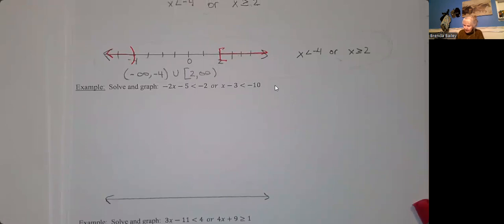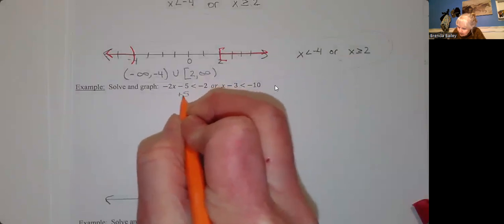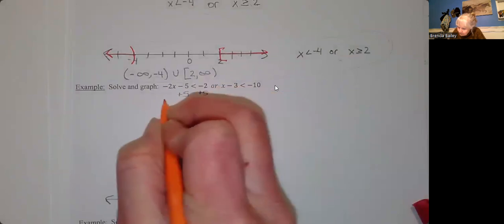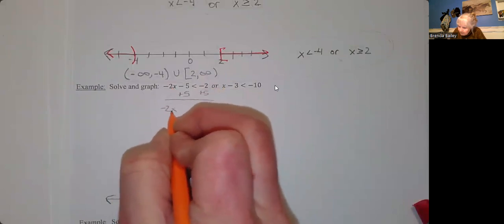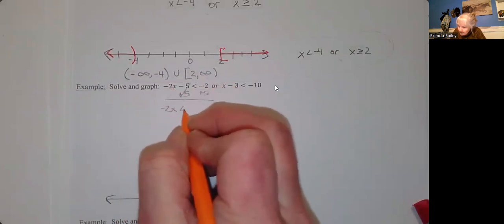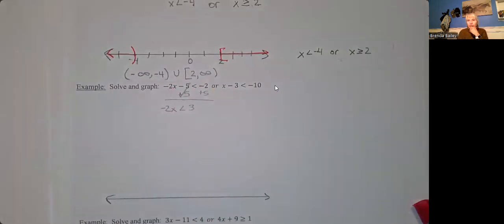Okay, now on this one, we need to get the x's by themselves. Good thing I have another pencil. Lots of them up here. All right, so here we're going to add 5. Add 5. -2x, the 5's are gone, is less than 3. Okay, well, you can have a fraction, it's okay. We'll divide by -2.